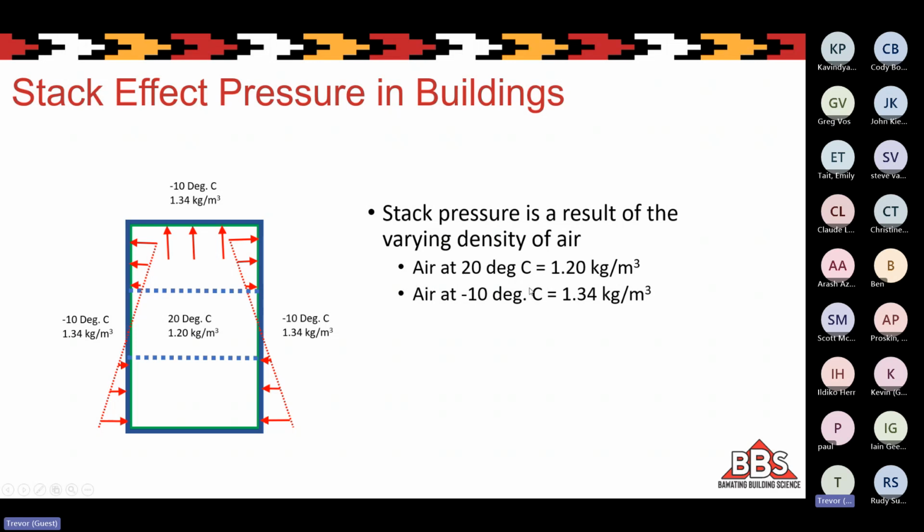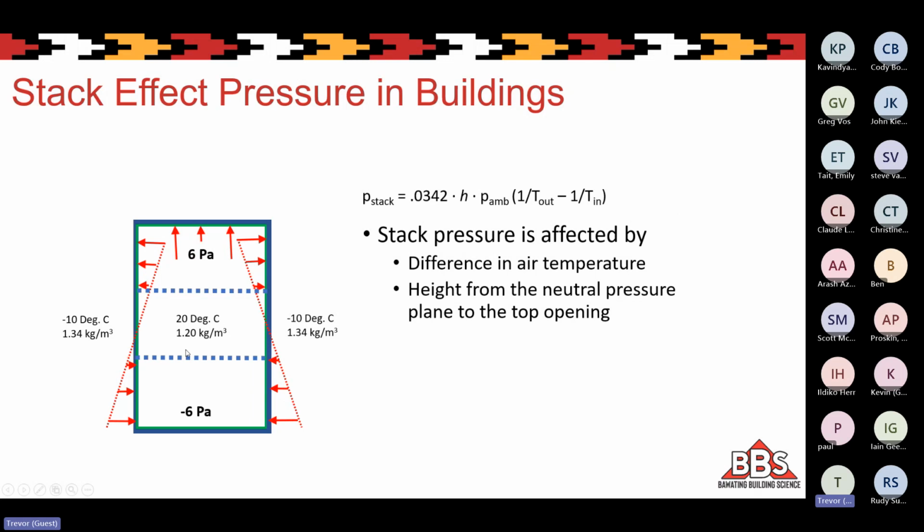For example, air at 20 degrees Celsius has a density of about 1.2 kilograms per meter cubed, whereas air at minus 10 degrees has a density of about 1.34 kilograms per meter cubed. So this difference in density creates pressure inside our building because that air is trying to escape. And what that equates to generally is something around 3 pascals per floor. So in a 2 or 3 story building, you're looking at probably about a 6 pascal pressure trying to escape out through the roof and trying to get drawn in through the floor.